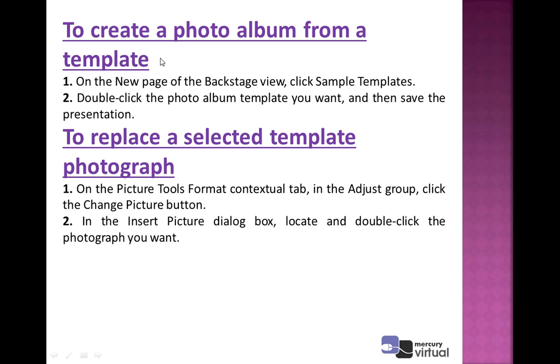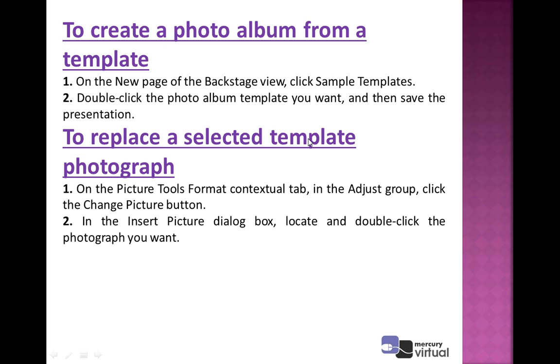Next one is how to create a photo album. On the New page of the Backstage view, click on the sample templates. Double click the photo album template that you want and then save the presentation. First of all, go to the File menu, go to the File New option, click on the sample templates. Then double click on the photo album template that you want and then save the presentation with any name that you want.